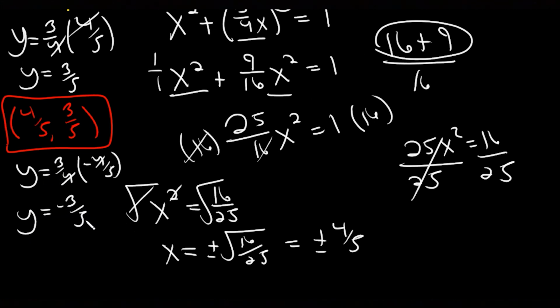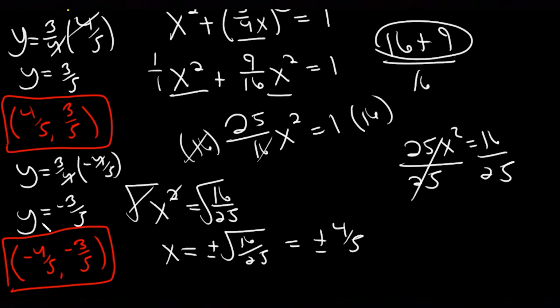And so that's going to be another point. So I'm going to go ahead and record that. So now the second point is going to be negative 4 over 5. That's what I plugged into x, comma, negative 3 over 5. And so this is done. So I have my 2 points of intersection. So yes, that line is intersecting that circle at 2 different points, and there they are in red.